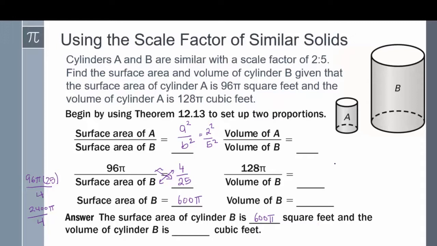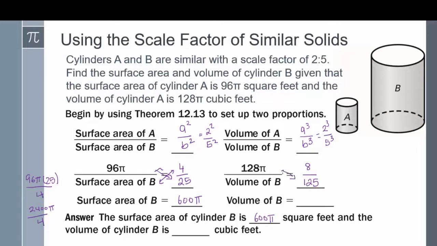Let's now take a look at the volume of cylinder B. We know that the ratio for volume takes the original length ratio and cubes it. So we would do a cubed over b cubed, which will lead us to 2 cubed over 5 cubed. 2 cubed is 8, 5 cubed is 125, and we can set up a ratio for the volume of cylinder A over the volume of cylinder B is equal to the scale factor cubed.